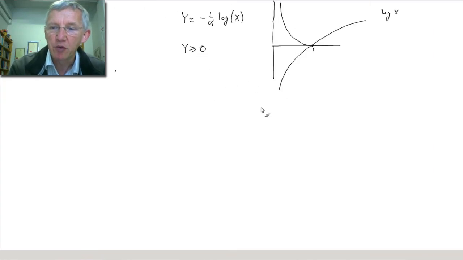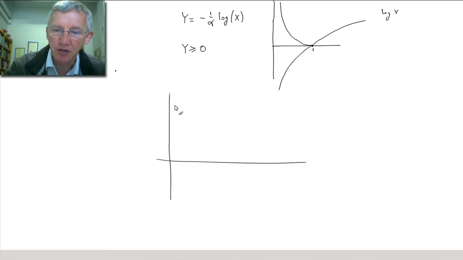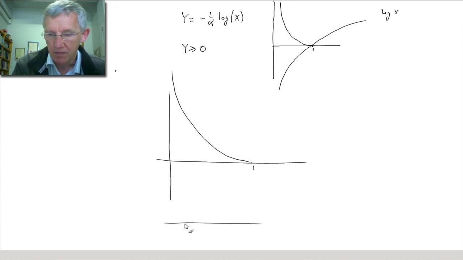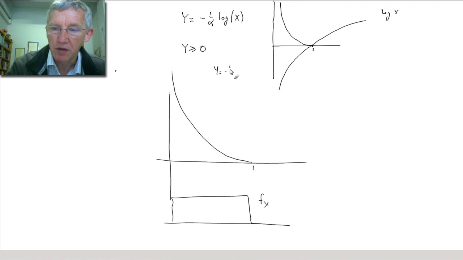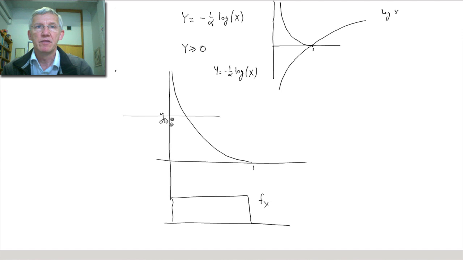So that's just developing our intuition about this relationship. But let's think about how you would actually calculate the distribution for y. We've got a uniform distribution for x along here. This is the density for x, and this is y equals minus 1 over alpha times the logarithm of x graphed here. A key observation to make is this. Let's just think about a particular value for y. Let's fix y to be there.